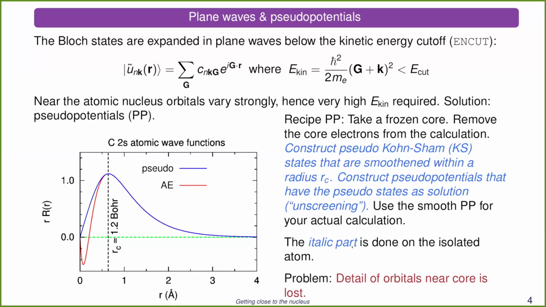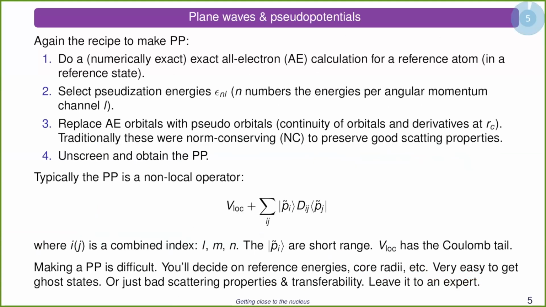And when you do that, the detail of the orbitals near the core, in the core region, is lost. So you don't know anymore what the orbital here looks like. And you want to go to the nucleus, which sits over there. So that is a problem in principle.